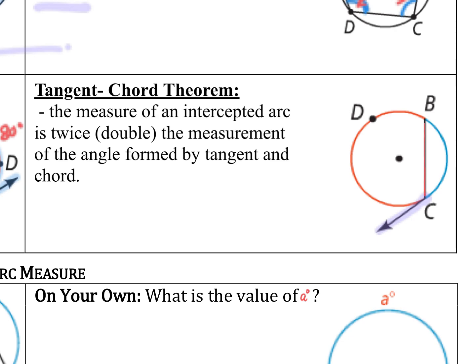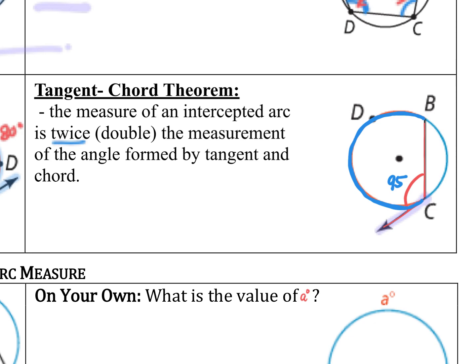So the tangent and the chord have created an angle, and they are telling us that as a result, the size of the intercepted arc is going to be 2 times the size of this angle. Okay, let's give you an example. Let's say this is 95. I know it's a little bit big, but let's say 95. If we're going to find the measurement of arc BDC here, it says that it's going to be twice.